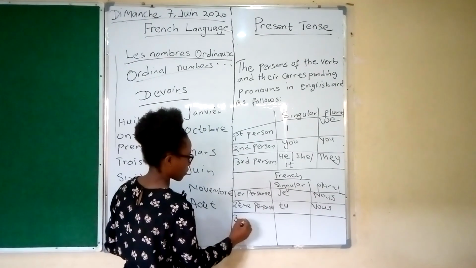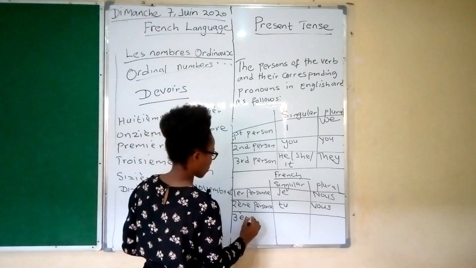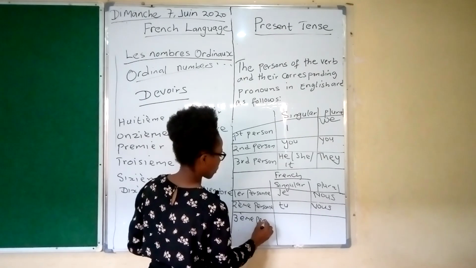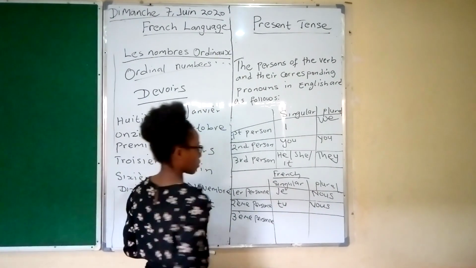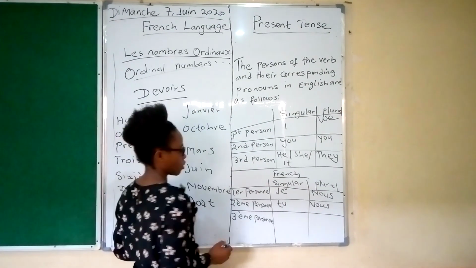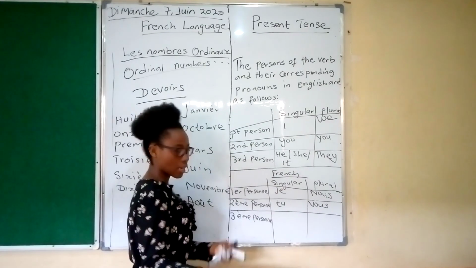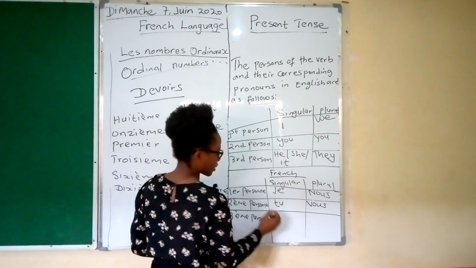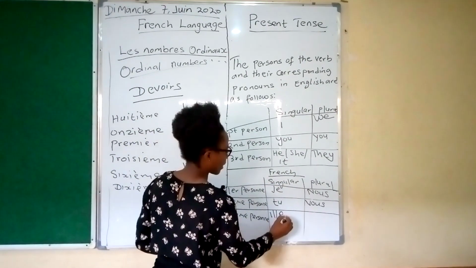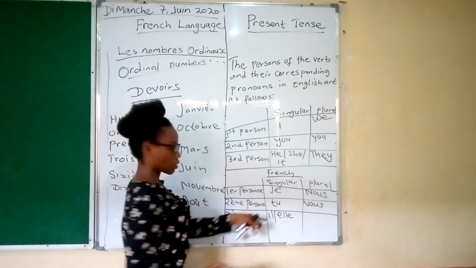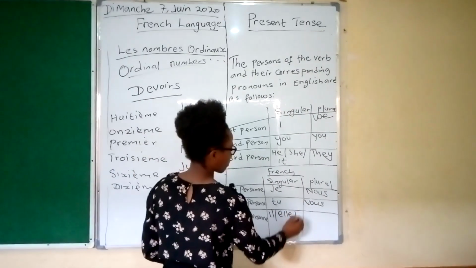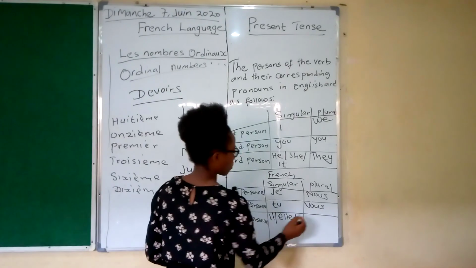Now the third person, singular and plural. Troisième personne. Third person, which is he, she, it. You have il. This is he. Elle. This is she. On. Okay?